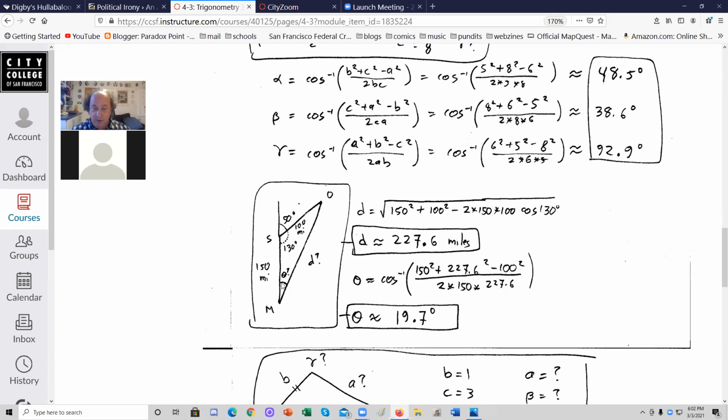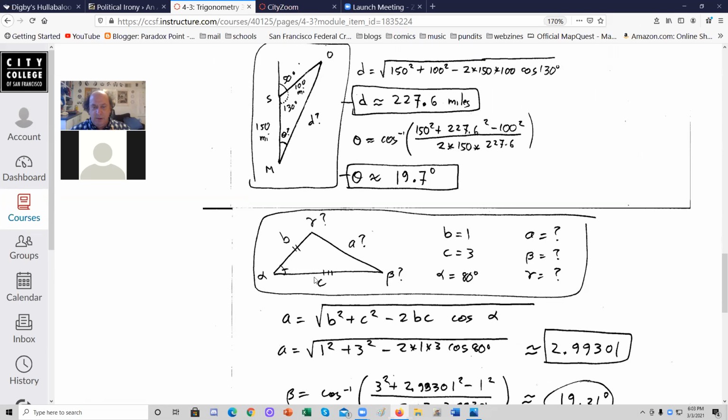Now to find theta, well, we have the three sides, 150, 100, and 227.6. 150 and 227.6 are the adjacent sides. 100 is the opposite side. So theta is arc cosine of 150 squared plus 227.6 squared minus 100 squared over 2 times 150 times 227.6. Churn, about 19.7 degrees. So the airplane, as a net result, went 227.6 miles at a bearing of 19.7 degrees east of north.